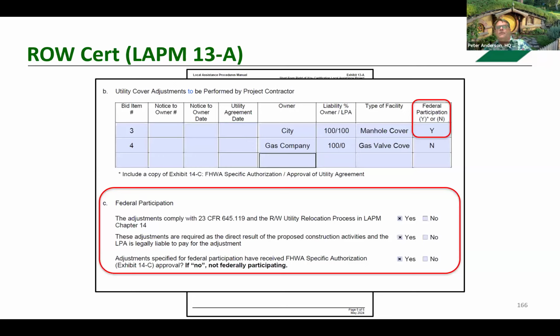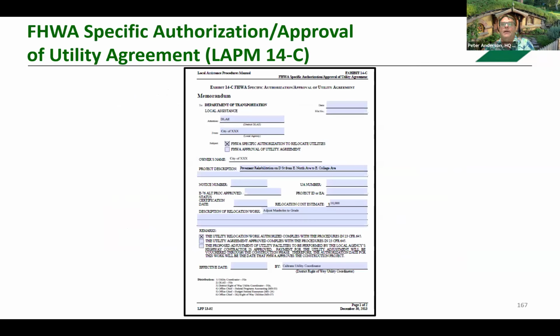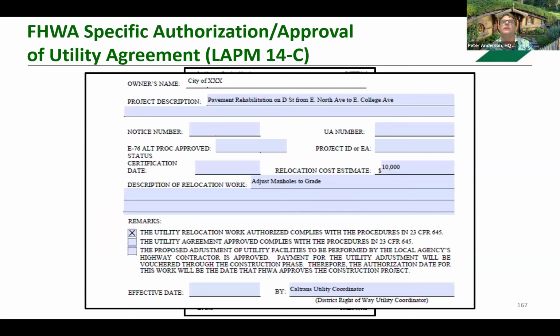And then there's one additional document that needs to be required. That's the 14C, which will be provided by Caltrans to the local agency for each participating utility. This form will describe the relocation work and an estimate. Again, there's a couple other things. I'm going to kind of jump ahead. We're looking at this item. We're also looking at the estimate.